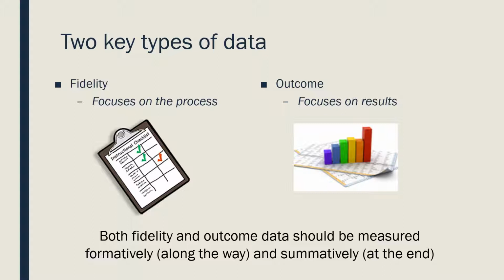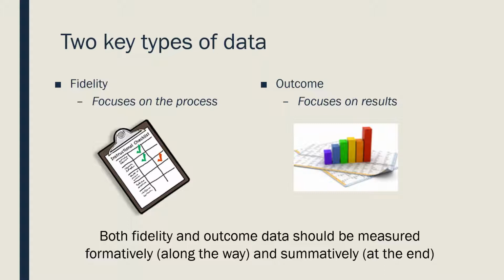Of the various kinds of data we can collect, there are two key types that are critical for successful implementation of innovations and interventions. Fidelity data focuses on describing adherence to a defined process, and outcome data focuses on the results obtained because of the process. Both fidelity data and outcome data can and should be measured along the way, formatively, and at the end, summatively.